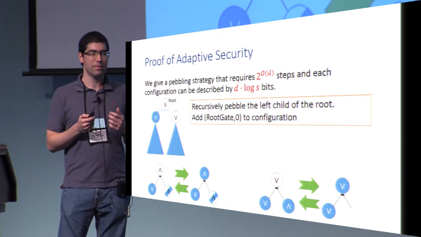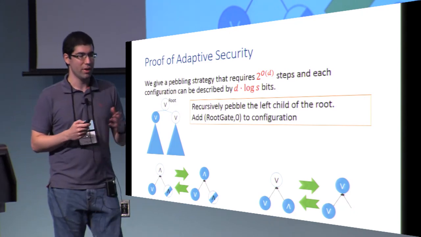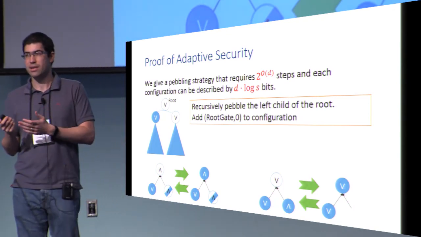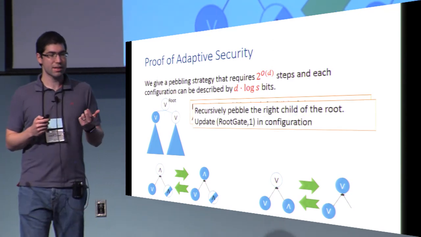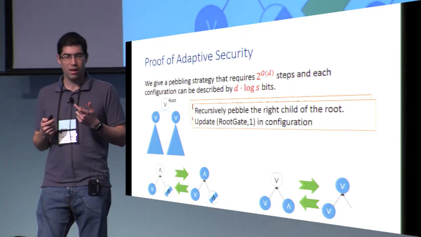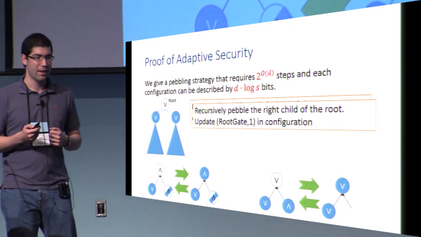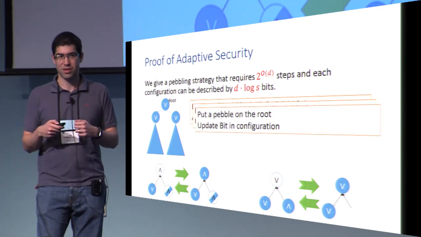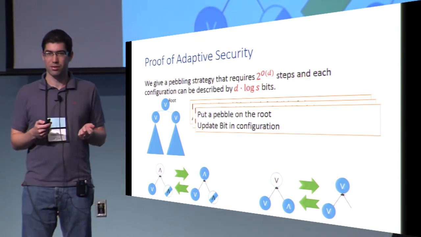So first, we pebble the left subtree of the circuit recursively. We put a pebble. We add the pair root gate comma 0 to the configuration to symbolize that the left subtree of the root gate is pebbled. Then the next step is to pebble the right subtree and to update the configuration to contain the pair root gate comma 1, meaning that both of its children are pebbled. At this point, we can pebble the root gate, which is an OR gate. So we need both of its children to be pebbled. So we pebble the root gate and update the bit corresponding to the root gate in the configuration.